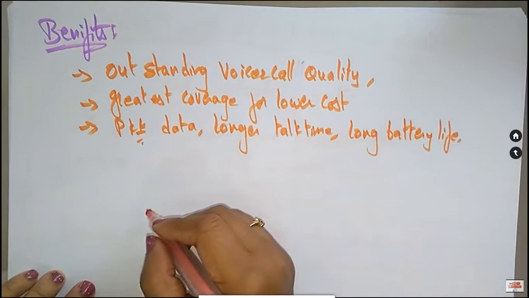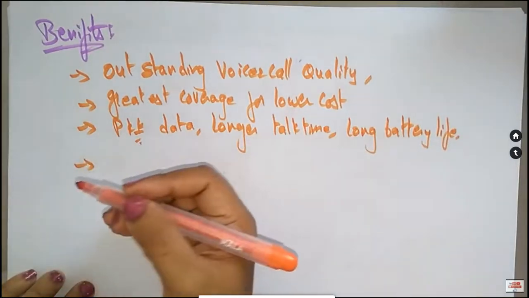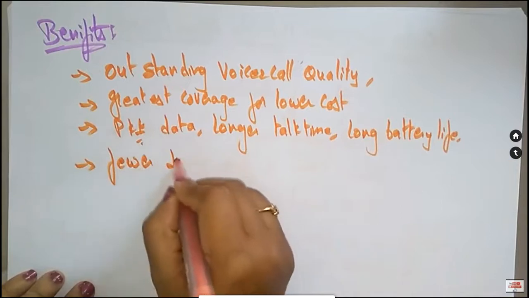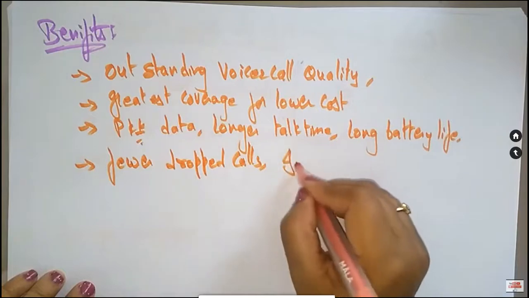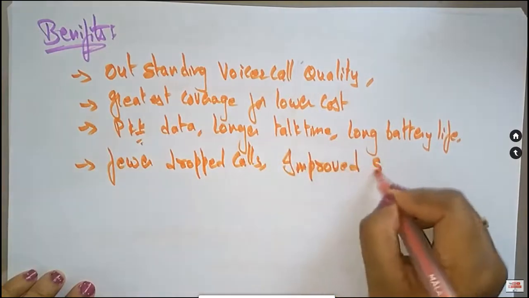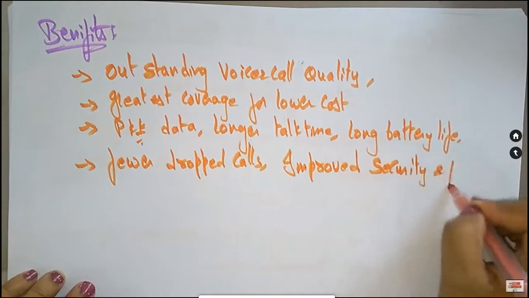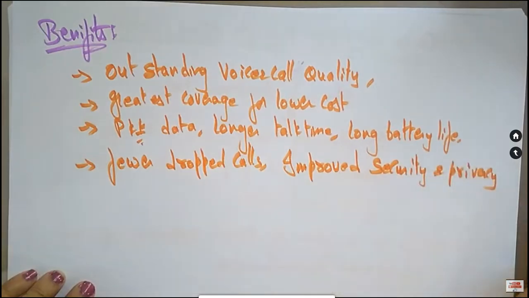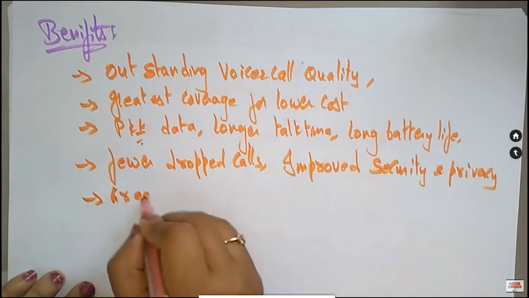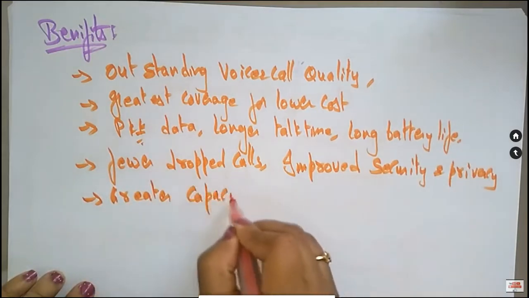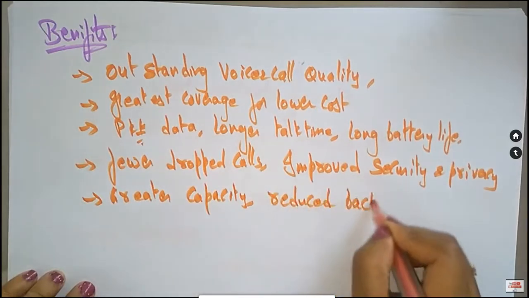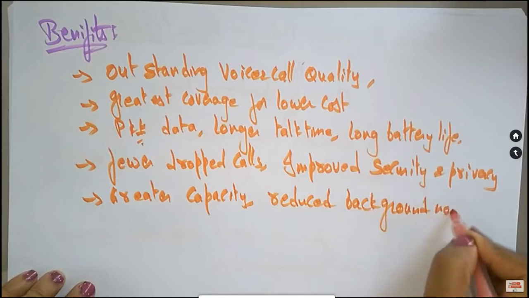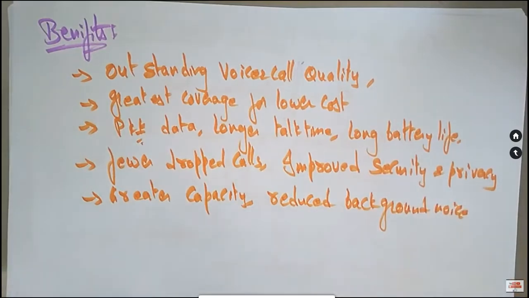And smaller phones. Still some more benefits are fewer dropped calls. So only fewer dropped calls will be there. And improved security and privacy. Greater capacity. Reduced background noise and interference, and rapid development. So these are all the benefits of CDMA, code division multiple access.